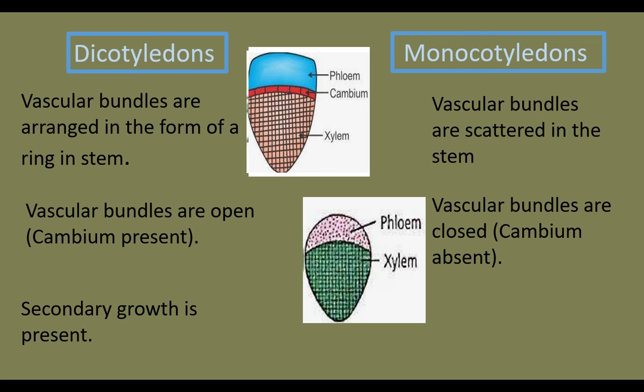Because of the cambium, secondary growth is present in dicotyledons. The cambium produces new cells, so an increase in the thickness of stem and root takes place. Increase in thickness is called secondary growth. Monocotyledons have no cambium, so they do not show secondary growth.